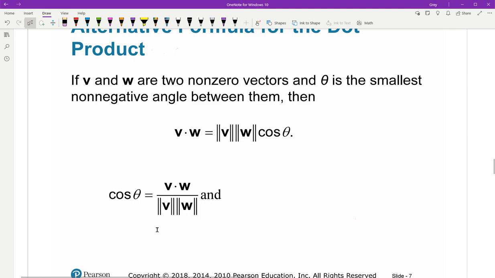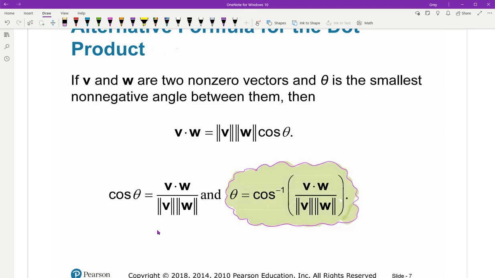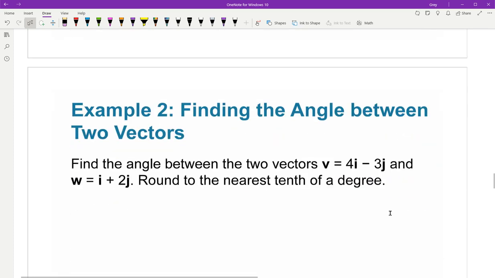And when solving problems, you might go ahead and solve it for theta so that you know which button on your calculator to use. So that's why I've highlighted that one. So any angle between two non-zero vectors is the inverse cosine of the dot product over the product of the magnitudes. Let's go do an example.